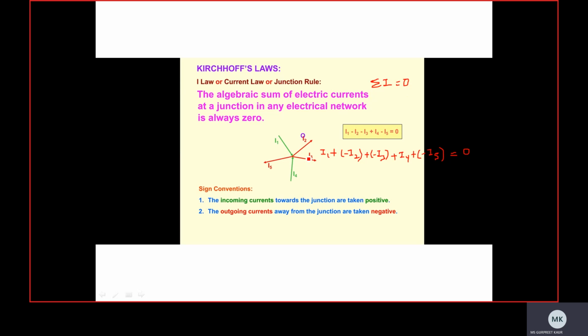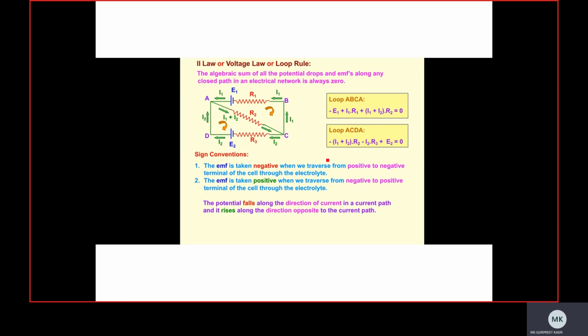That is, whatever current is coming towards the junction, the same amount of current will be leaving the junction. So this Kirchhoff's law is as per the law of conservation of charge. That is, no charge accumulation takes place at the junction. Whatever charge is coming towards the junction per unit time, the same amount of charge will be leaving the junction per unit time. This is your Kirchhoff's first law.